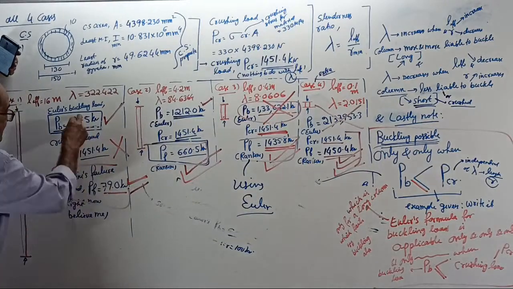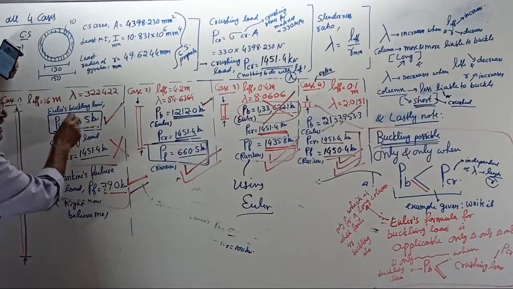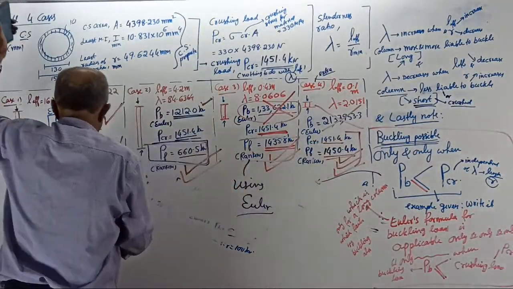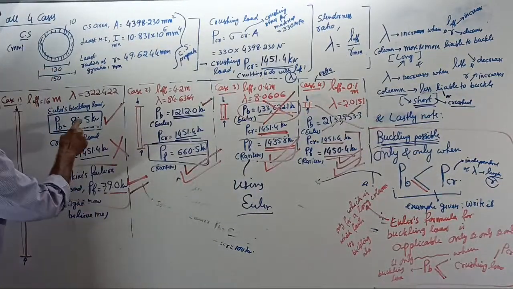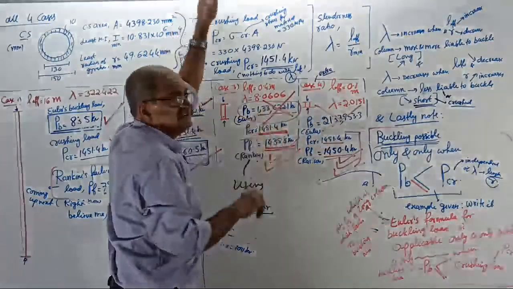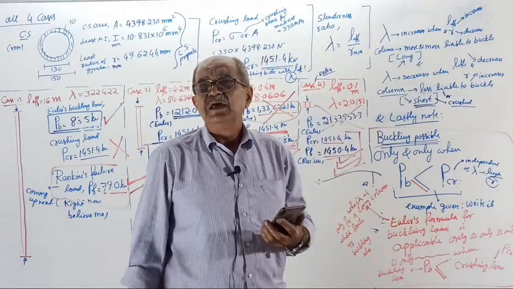See here. Short column, long column. For the short column, Rankine and Euler merge... for the long column, Rankine is closer to Euler. For the short column, Rankine is closer to crushing. So by this example, did I not justify this assumption?